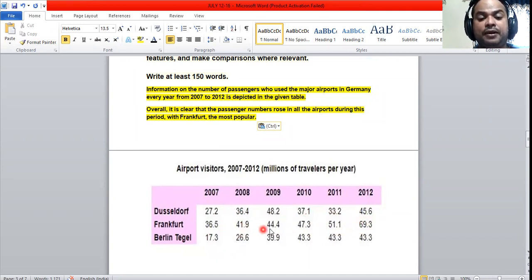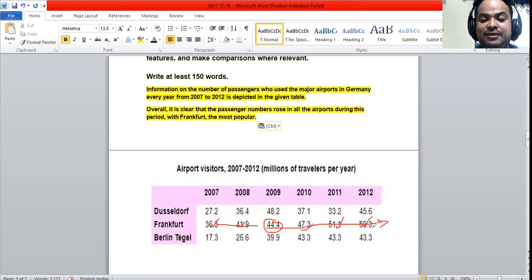It's the most popular. Except in this particular year, it remained number one throughout, and it has never had a decline in the number of passengers. If you see, it has never had a decline in the number of passengers.